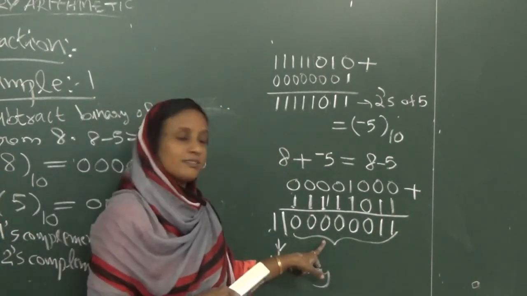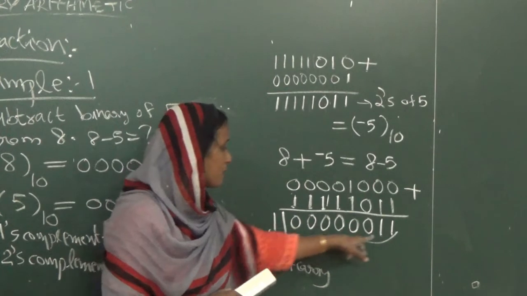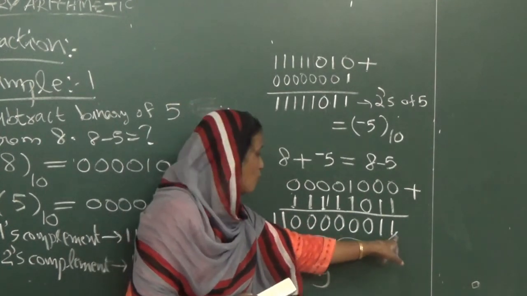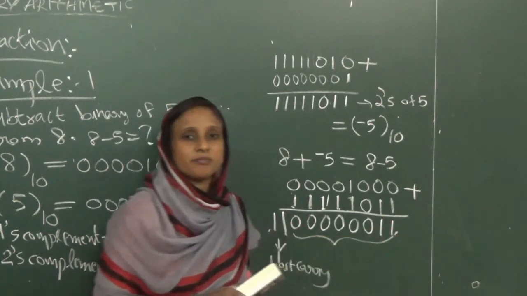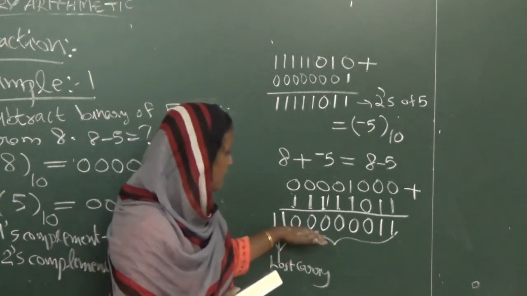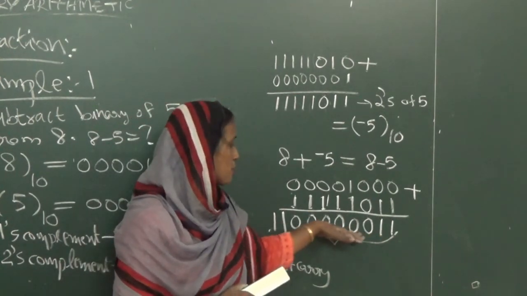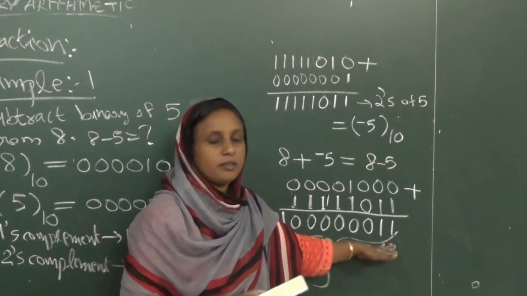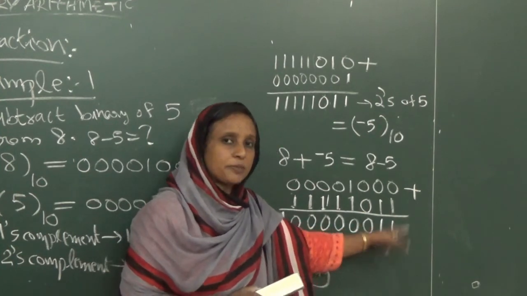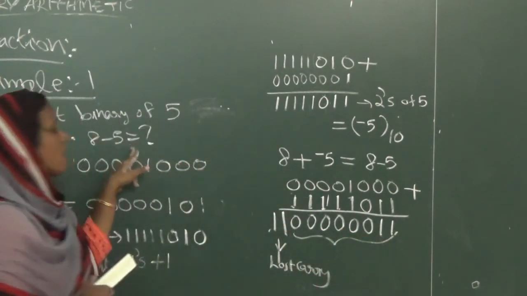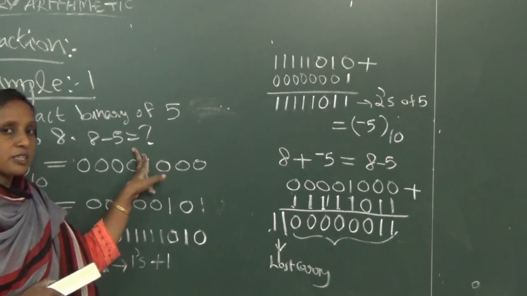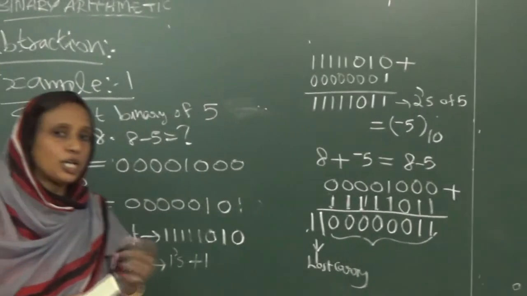What's this? This number is equivalent to 1 plus 2, 3. Okay, so binary 0, 0, 0, 0, 0, 0, 1, 1 is equivalent to decimal 3. So you get the correct result. 8 minus 5 equals 3.